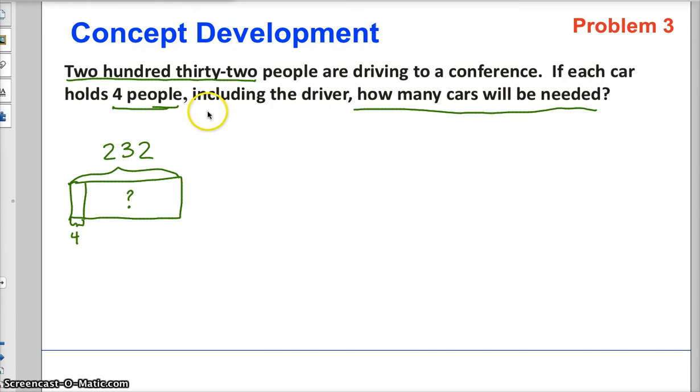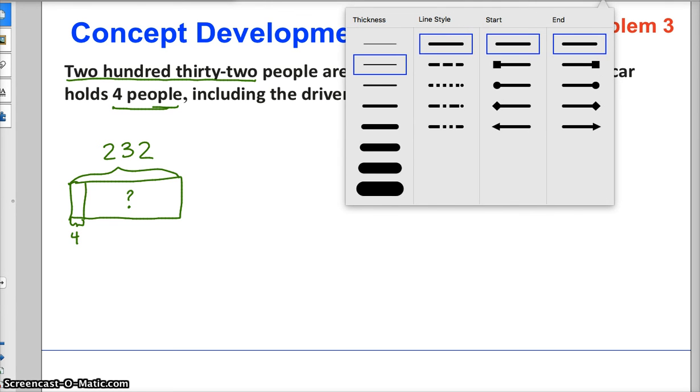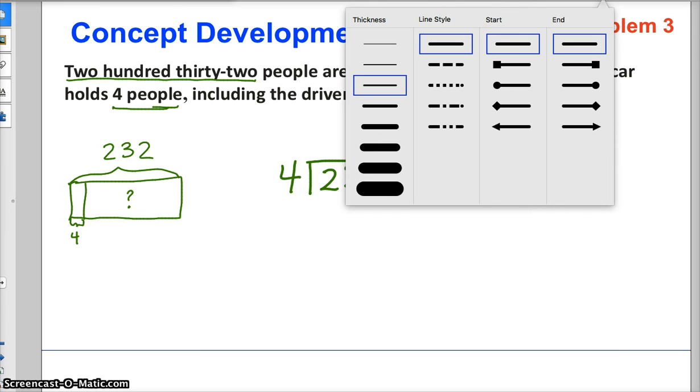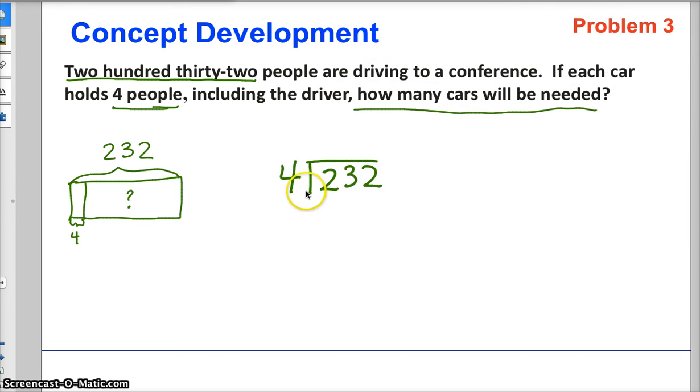Okay, this tape diagram looks a little different because this time we don't know the number of parts. We know the number in each part is 4 people in each car, but we don't know how many cars. So this is what we're solving for this time. So go ahead and do the division problem. 232 divided by 4. Pause it, solve it yourself, and then come back when you're ready.